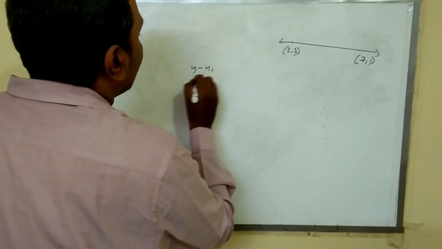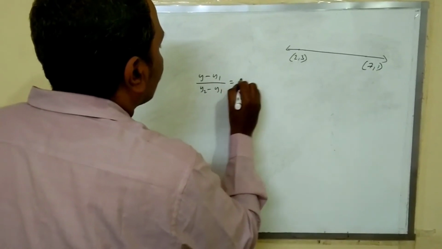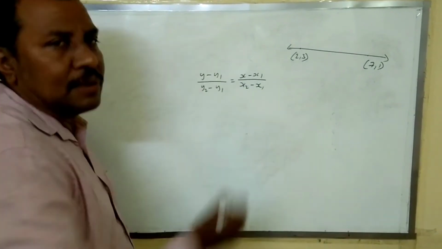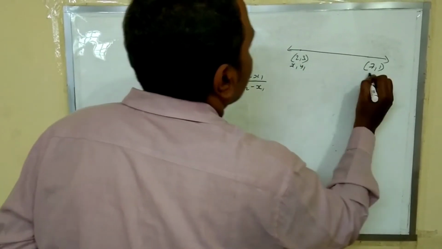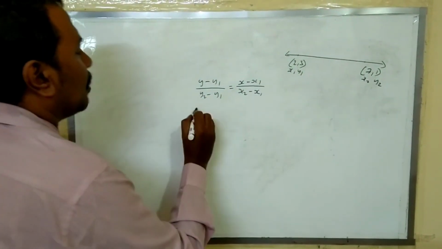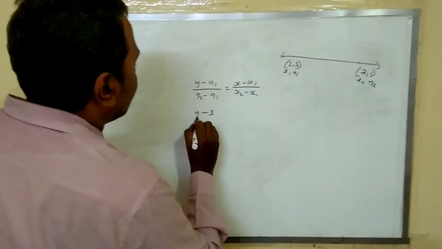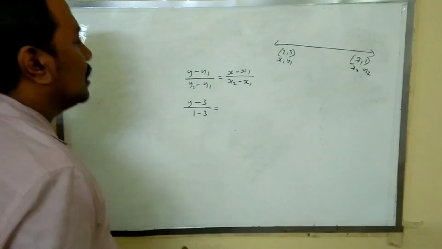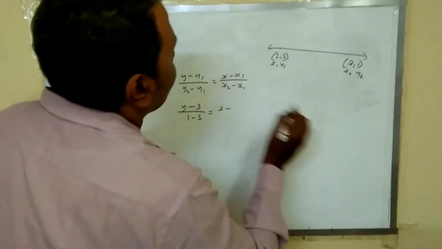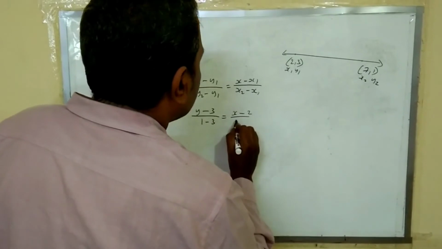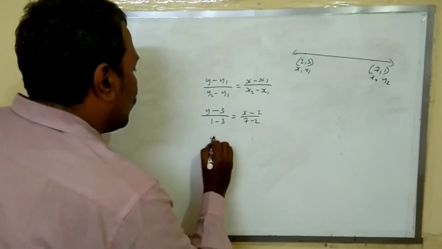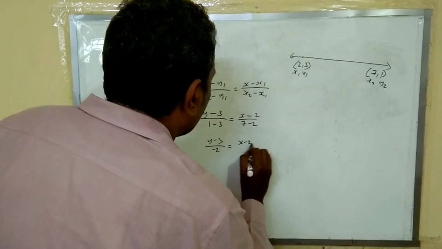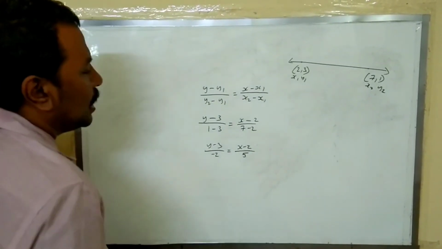Y minus y1 by y2 minus y1 is equal to x minus x1 by x2 minus x1, or you can write this in reverse order. Take x1, y1 as 2, 3 and x2, y2 as 7, 1 and apply the formula: y minus 3 by 1 minus 3, which is minus 2, is equal to x minus 2 by 7 minus 2, which is 5. Do the cross multiplication.